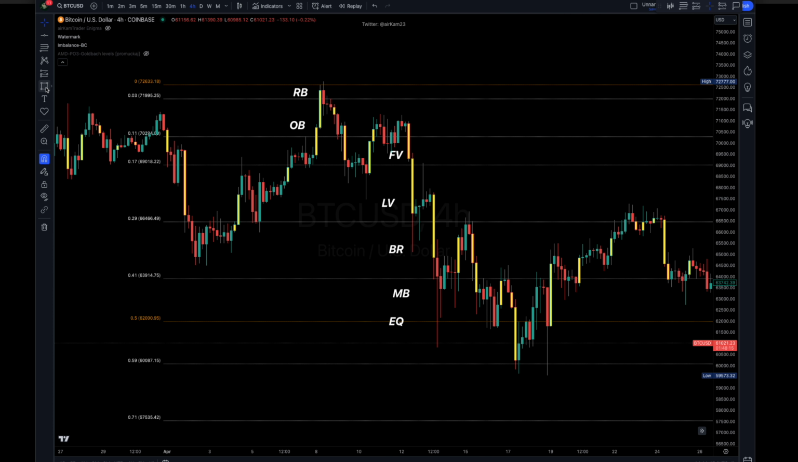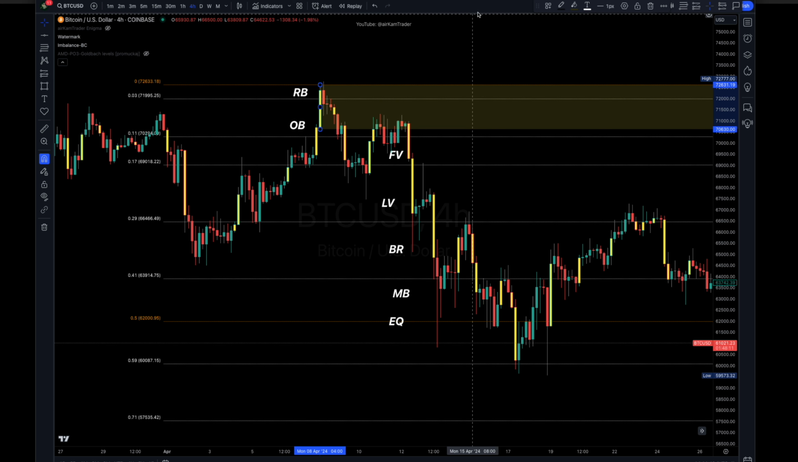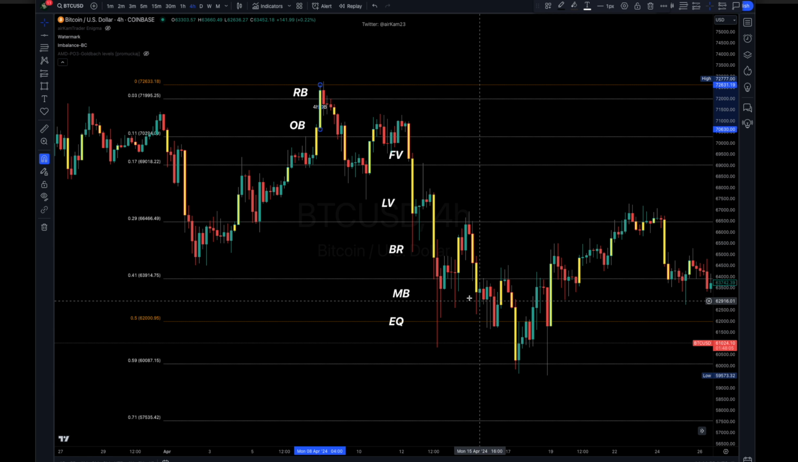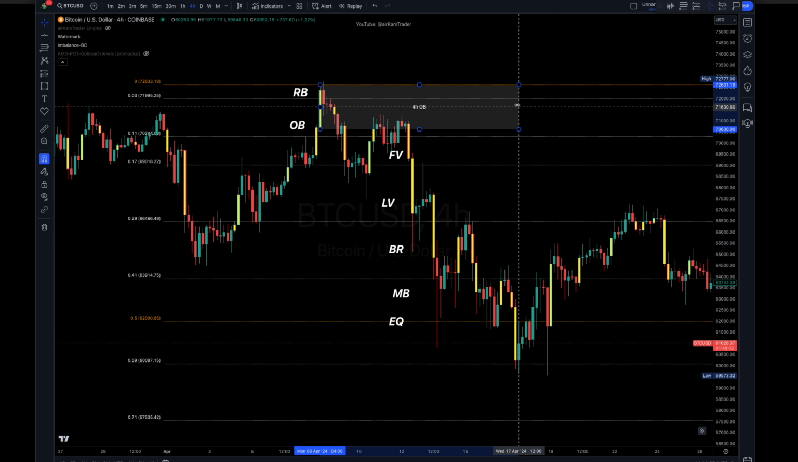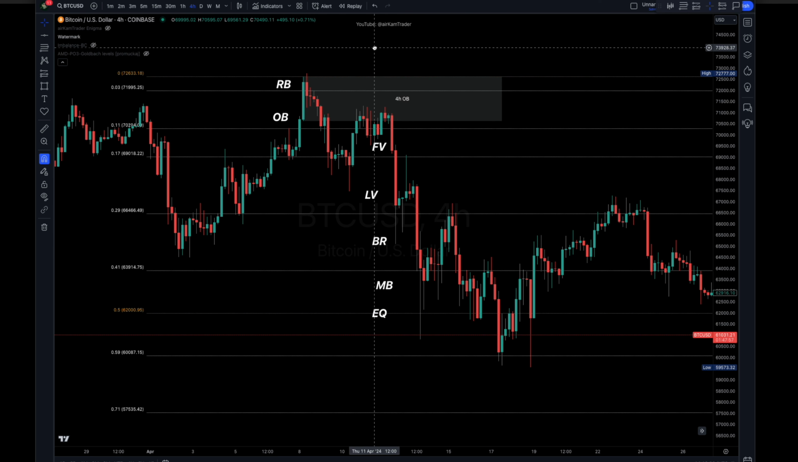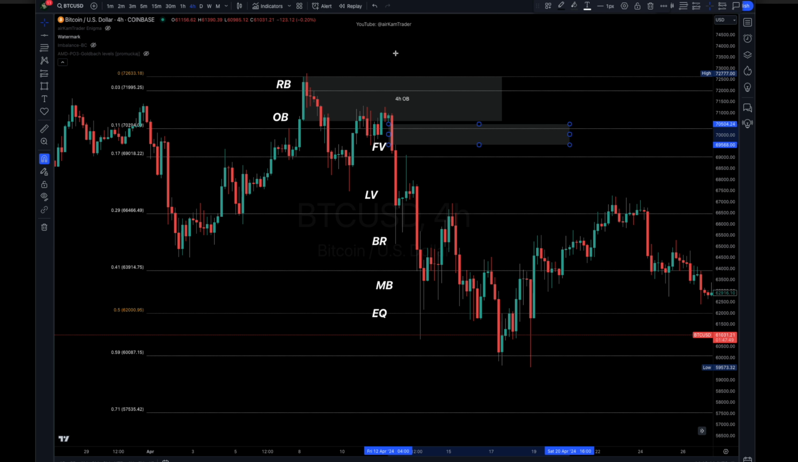So what do we have here? We have the order block in the order block partition. There's your order block. Okay, up close candle. Let's make it easy for you by removing that. And then we have the fair value gap in the fair value gap partition.